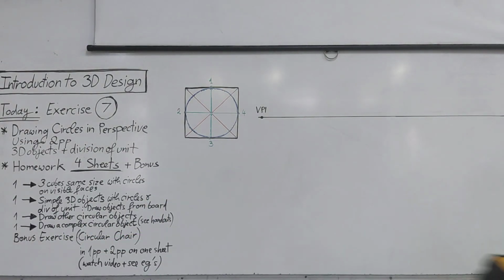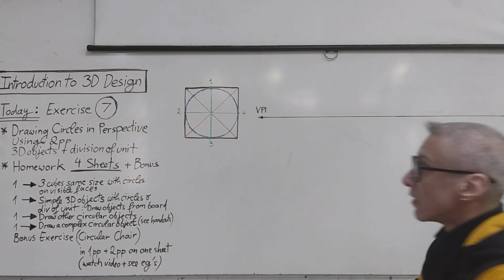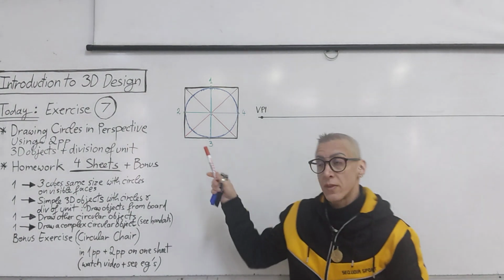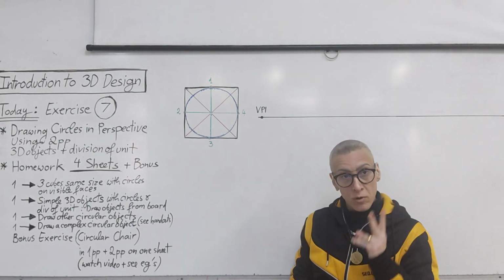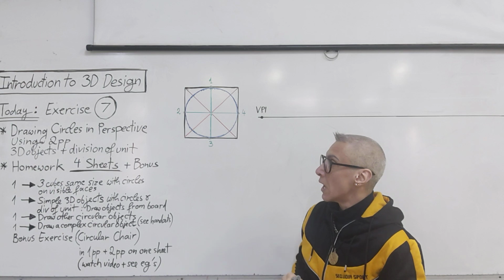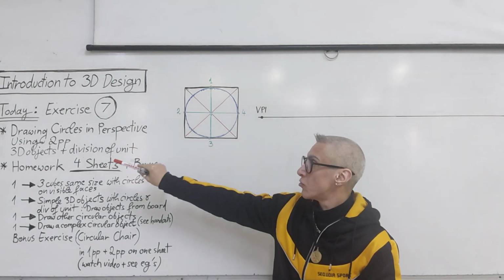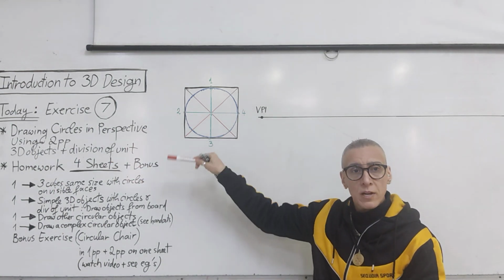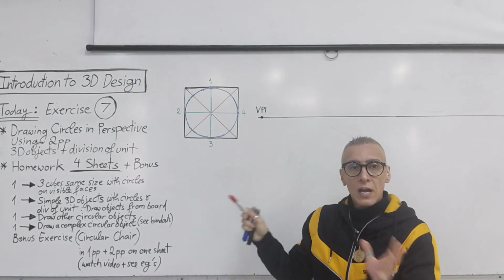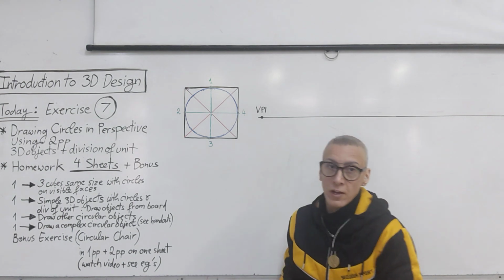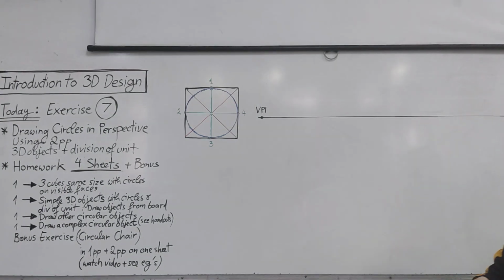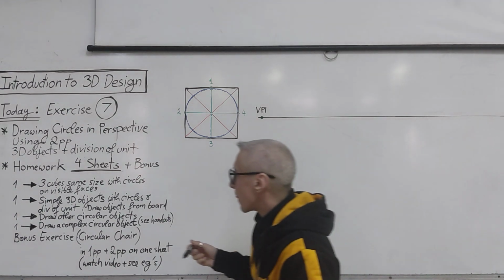Okay, so today we have exercise 7. We will continue with drawing circles in perspective using 2-point perspective. We will draw 3D objects. We will apply the techniques that we learned, division of the unit, splitting of surfaces, all of these things together with the circles, okay?